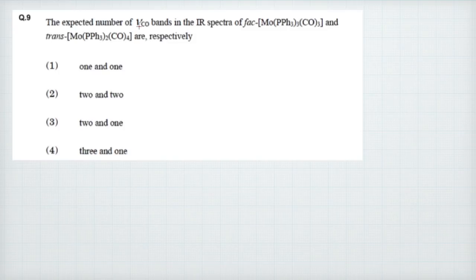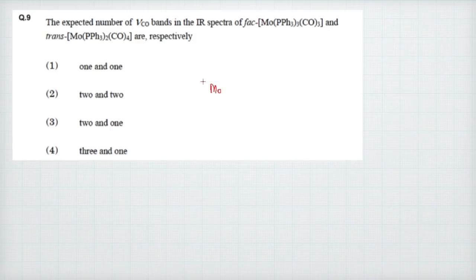If you have practiced how you can assign different IR bands or different carbonyl frequencies for different types of metal complexes, you could have done this question very easily. So I'll just give you this in a very brief, simple and precise way. I will not be going into much detail. Let's first of all draw the complex.